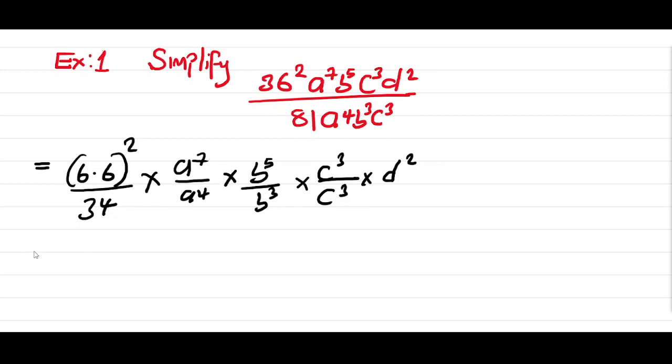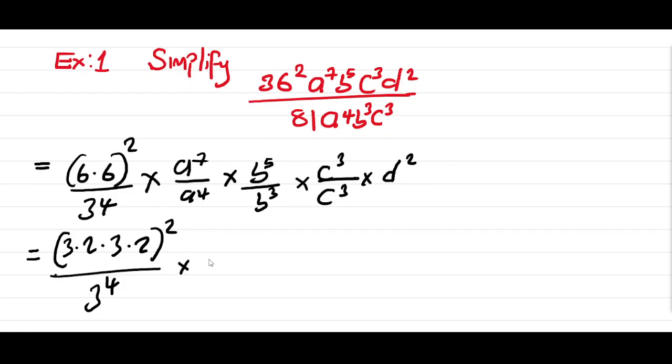denominator. So here, this 6 will be 3 times 2 times 3 times 2, all to the 2nd power, all divided by 3 to the 4th power. This is 8 to the 3rd power because 7 minus 4 is 3, all multiplied by b to the 2nd power, b squared. This cancels out, so this is d squared.